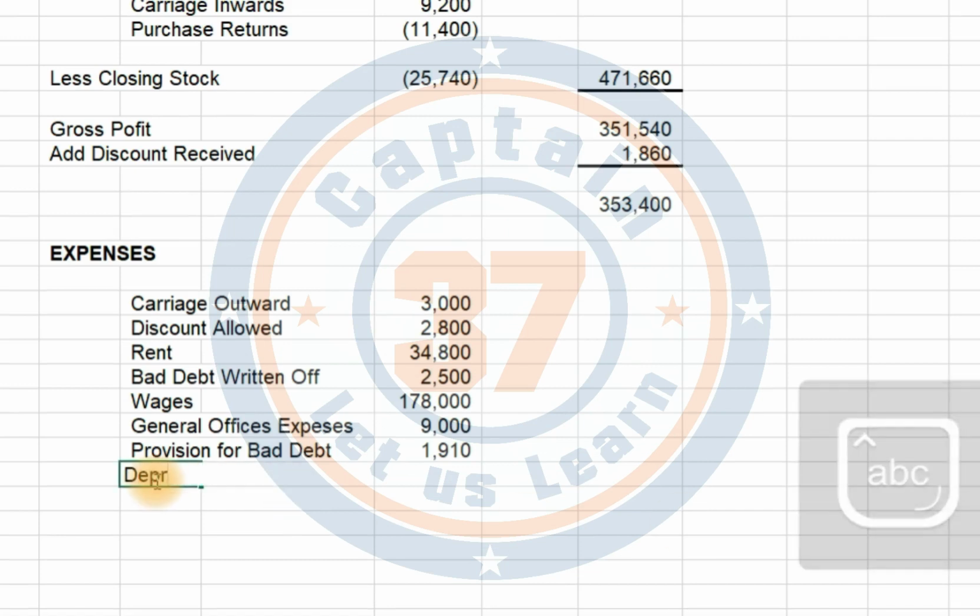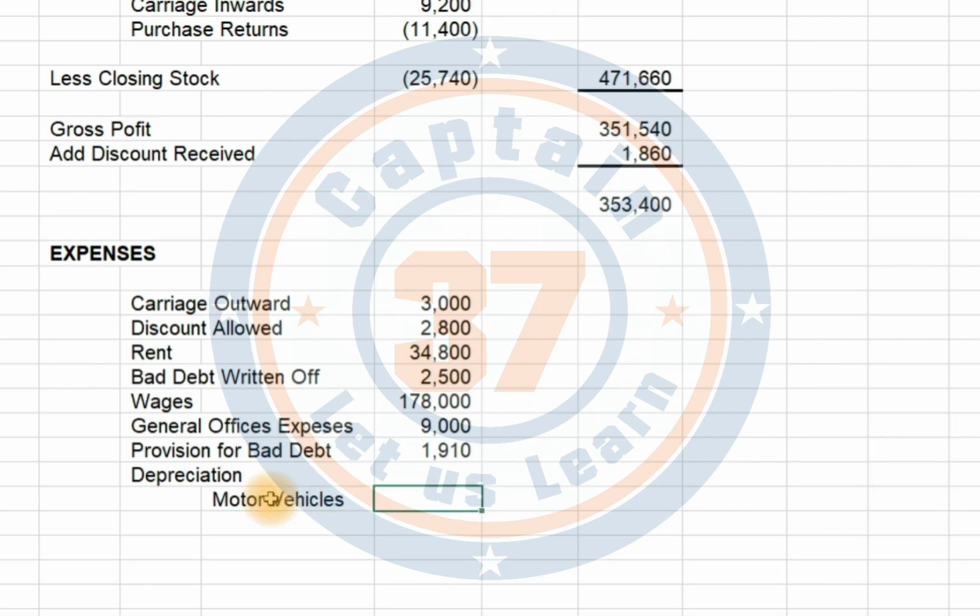And depreciation, like you already know, is the loss of value over a period of time. So there's depreciation of what? There's depreciation of motor vehicles. And how much is the depreciation for motor vehicles? We were told that it is 20% of the value of the motor vehicle.